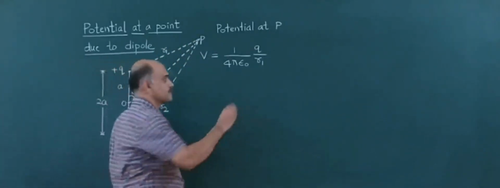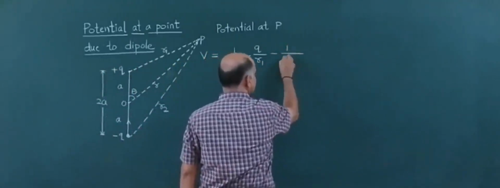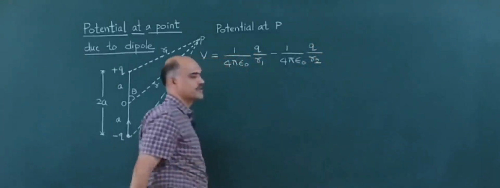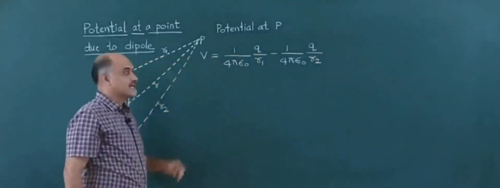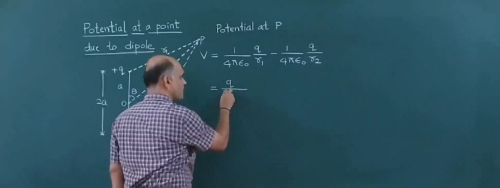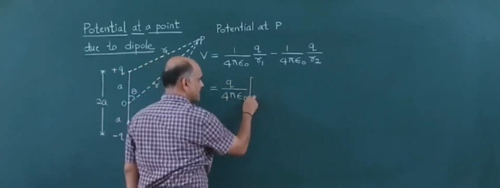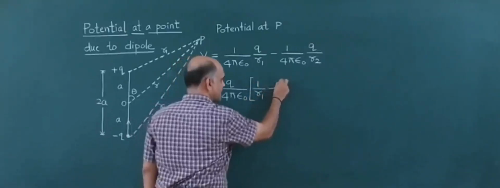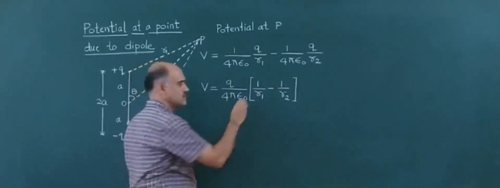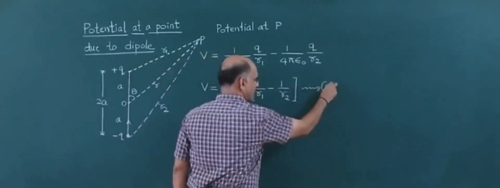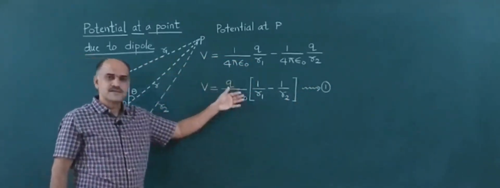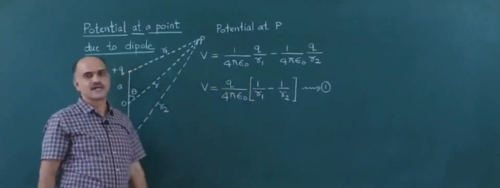Similarly, the potential at point P due to minus Q will be minus 1 by 4 pi epsilon naught Q by R2. Taking common factors, I will have Q by 4 pi epsilon naught into bracket 1 by R1 minus 1 by R2. This I will take as equation 1. Now, we are required to simplify and find the values of 1 by R1 and 1 by R2.